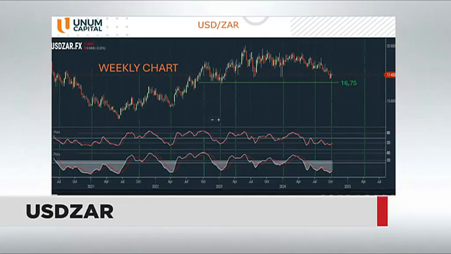Like I said, I wouldn't be surprised if we did touch 17.80, but I think by the end of the year, definitely 16.75 would be a level I'd be looking out for to go the other way, and then maybe looking at buying some dollars.